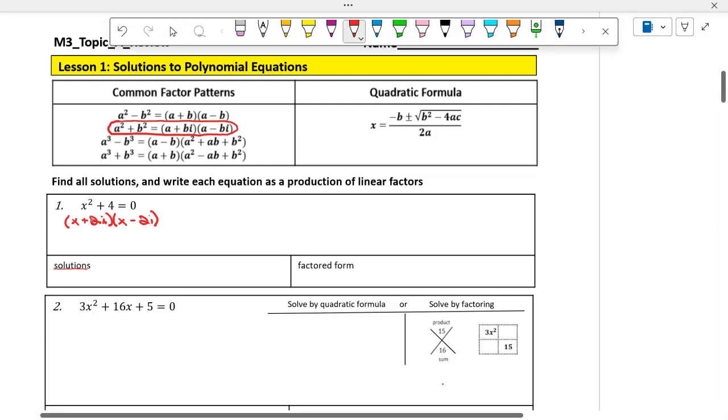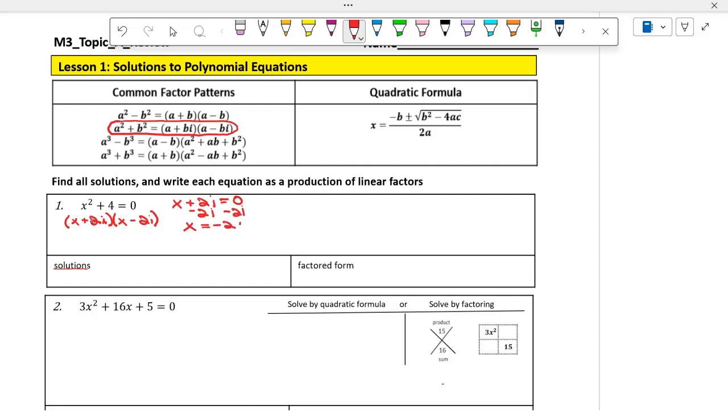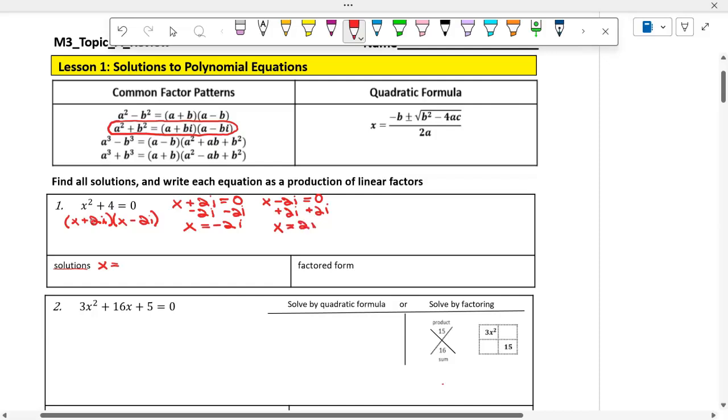Right? So I can take each one of those factors, set it equal to 0, and get the solution. So minus 2i, minus 2i, and I get x equals negative 2i. Okay, that's one solution. And then the other solution is going to be x minus 2i equals 0. And I get x is positive 2i. So my solutions are plus or minus 2i.